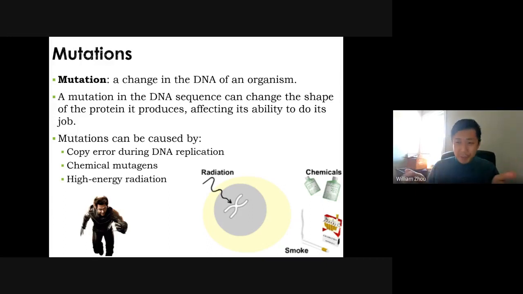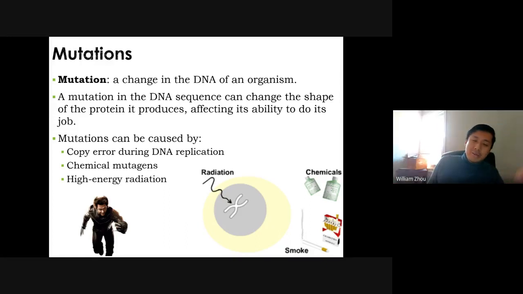DNA has to be copied, and your body does so in around 20 minutes. So, well, there's going to be errors, and when there's errors, you have a DNA mutation. Okay, so that's one way of getting a mutation. You screwed up.